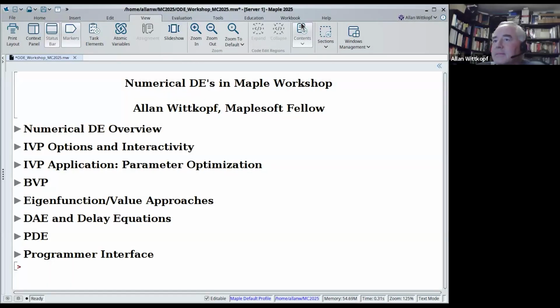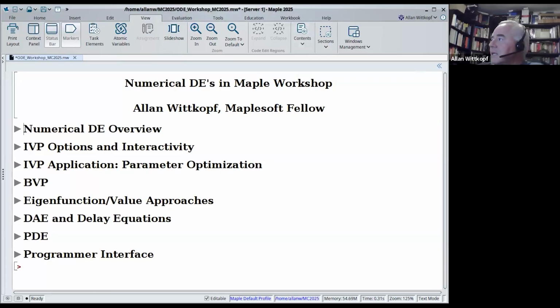So I'll get started. I'm going to give a workshop on numerical DEs in Maple today. And I've got a lot of material that we can cover, or if I have questions, we can always expand on something, add information, try other things.